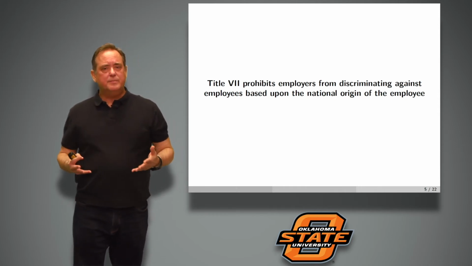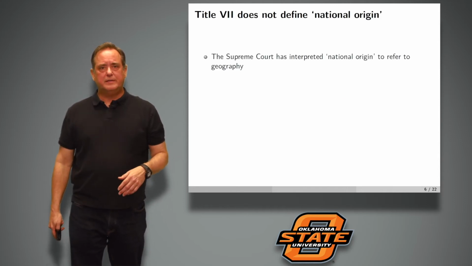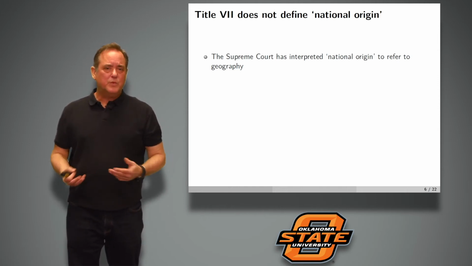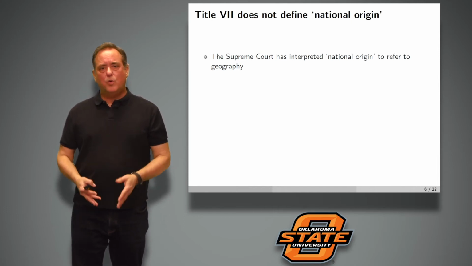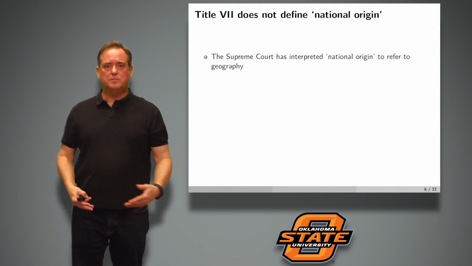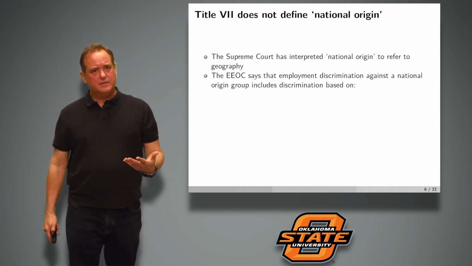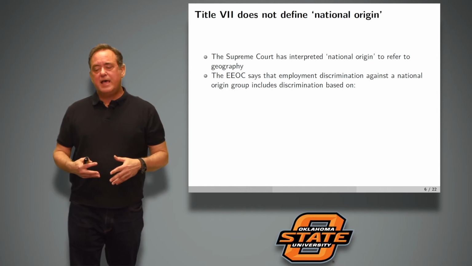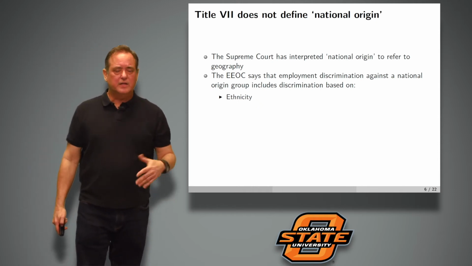Now, we know that Title VII prohibits employers from discriminating against employees based on the national origin of the employee. But like so many things in Title VII, national origin is not defined. What do we mean when we say national origin? Now, the Supreme Court has essentially interpreted national origin to mean geography. What part of the world did your ancestors come from, or what part of the world did you come from? So geography. But of course, that's pretty limited, and what we've seen in the rest of the court system, especially by the EEOC, is that discrimination against a national origin group includes discrimination based not just on geography, but ethnicity.